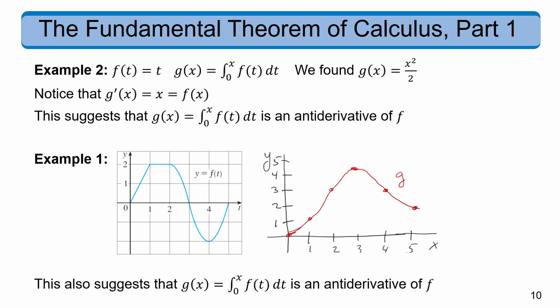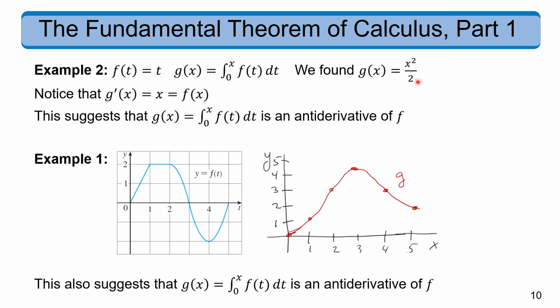Now we're going to review the last two examples we did and look for an important conclusion we can draw. In example 2 that we just finished, we were given the function f of t equals t, and this was the integral we looked at, the integral of t dt from 0 to x, and we defined this as the function g of x. Then we used an area argument to find an expression for g of x to be x squared over 2.